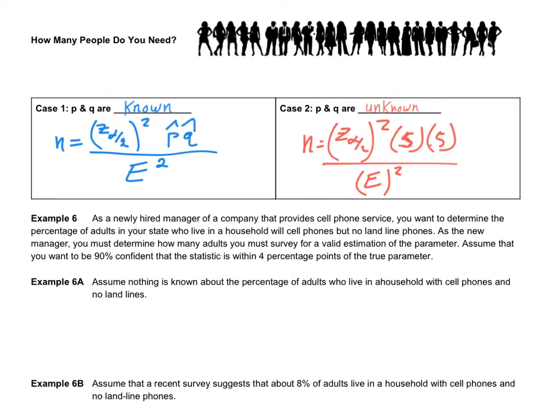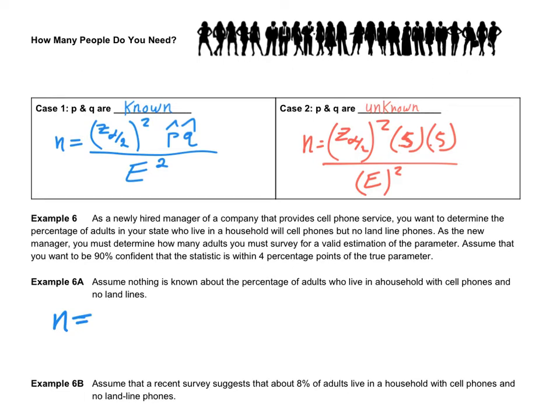Here, I'm a newly hired manager at a company with a cell phone service, and I want to determine how many people I need to poll to get a valid estimate of the proportion of the population of the United States that live in a household that has a cell phone but no landline. That's essentially what that question's saying. And I want to be 90% confident with a margin of 4 percentage points for the true parameter. So what I'm really doing here is determining the sample size that I need, and I'm going to use the formula right above.